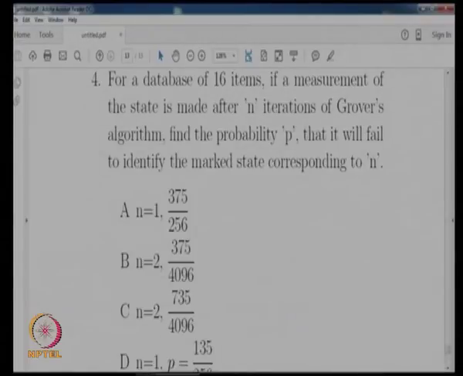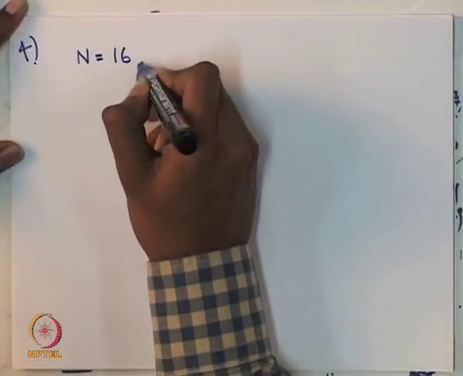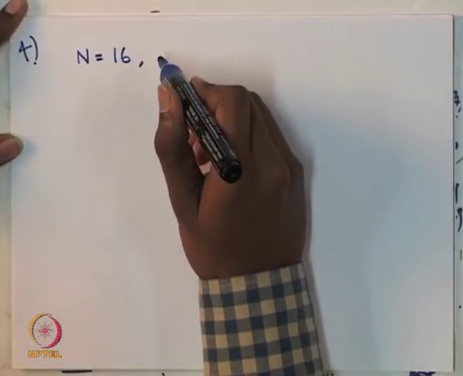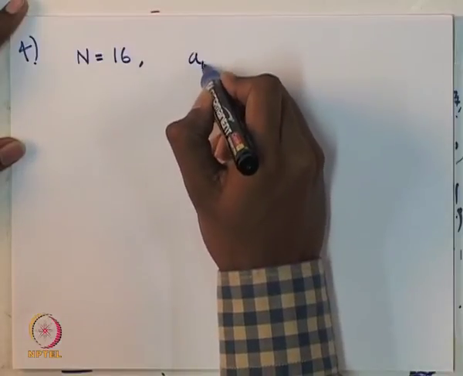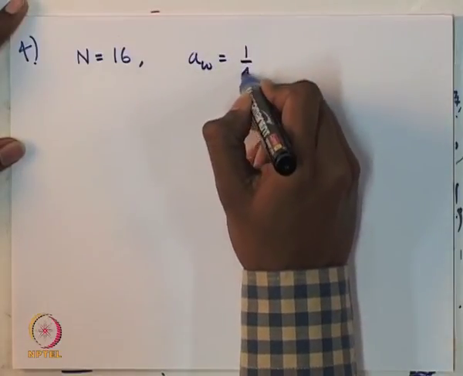Now let us look at question 4. In question 4, we have a database of 16 items, and one of them is a marked state. We are asked to find the probability of failure after n iterations of Grover's algorithm. In the options, we are given combinations of the number of iterations and the corresponding failure probability. We have N equal to 16. So the amplitudes initially would be 1 by 4.